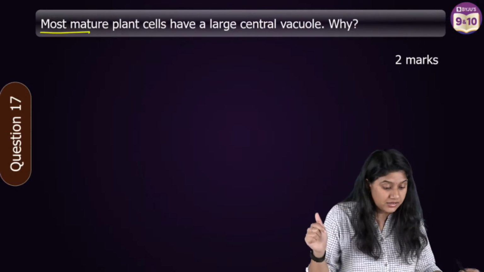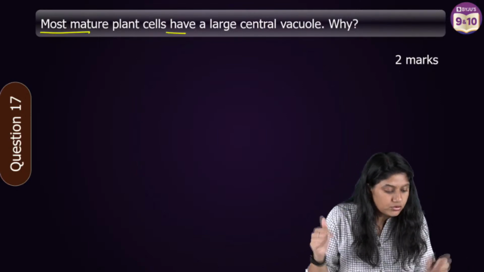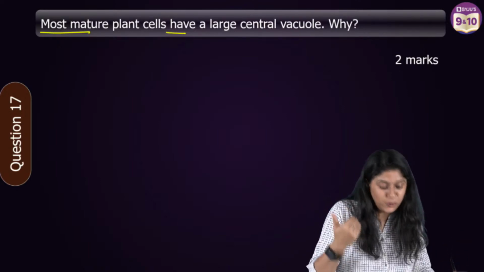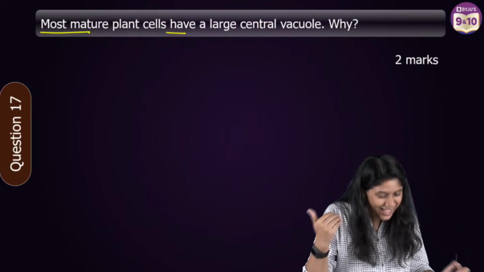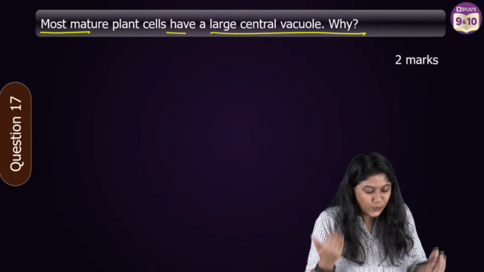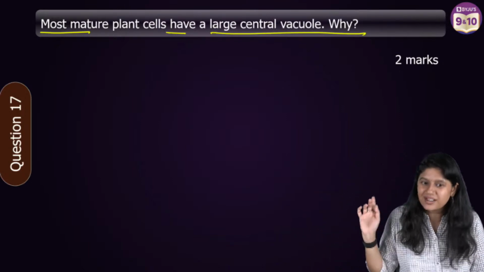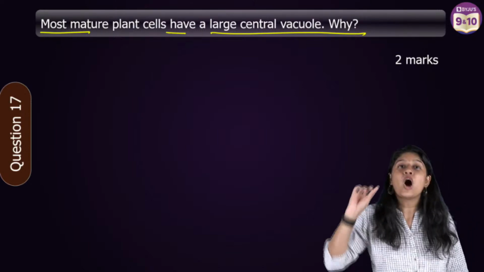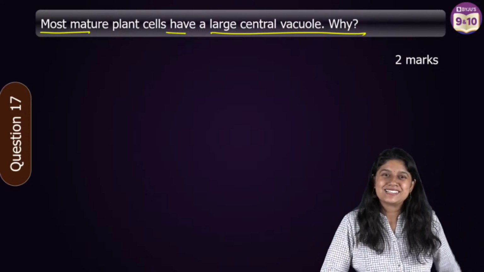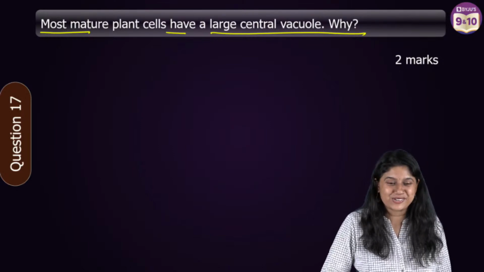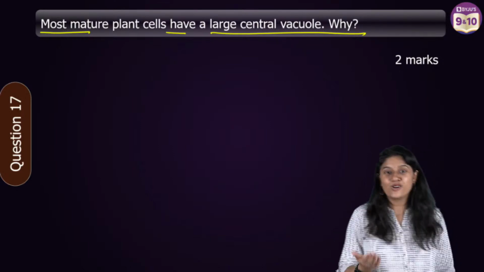Most mature plant cells have a large central vacuole. Why? I'm kind of not reading the question correctly. Sometimes we all do that in the examination, right? And sometimes while reading also.